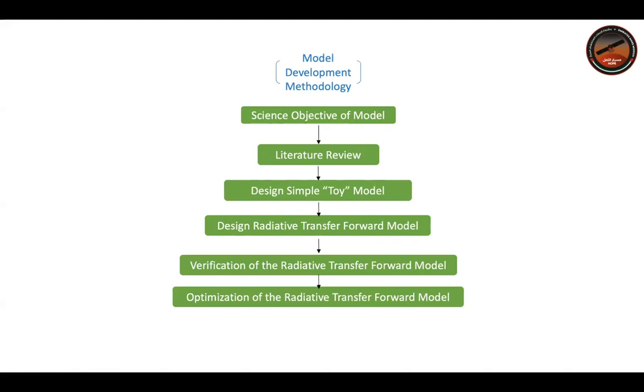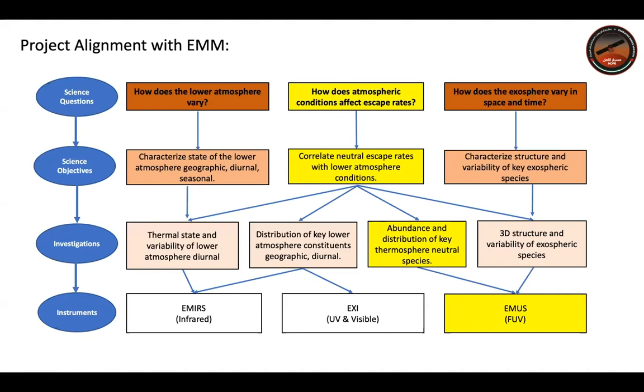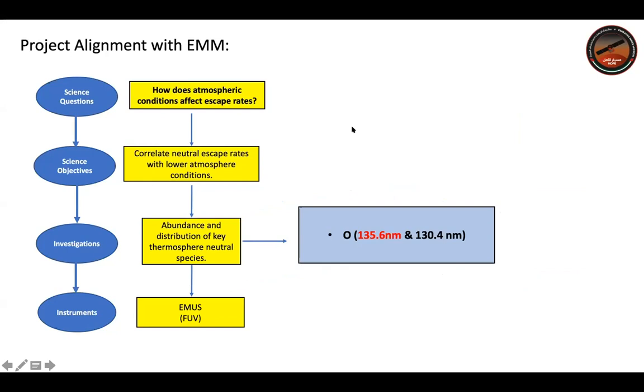So the project I'm going to showcase today is aligned with Emirates Mars Mission's science objectives and investigations. We did present this breakdown in one of our past sessions, but this is the science questions and objectives and investigations and how they're related to the instruments that we have. Specifically, the work I'm presenting today feeds into the investigation of understanding the distribution of key neutral species in the thermosphere. The Emirates Mars mission's EMUS is going to detect two oxygen bands, oxygen 135.6 nanometer and 130.4 nanometer, but today I'll be talking about the modeling for 135.6.